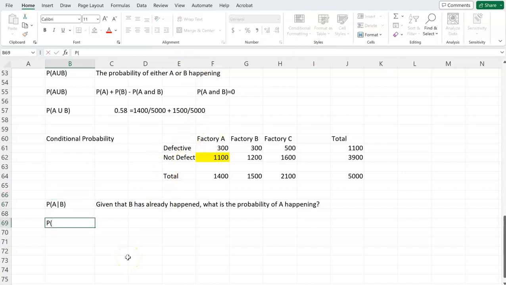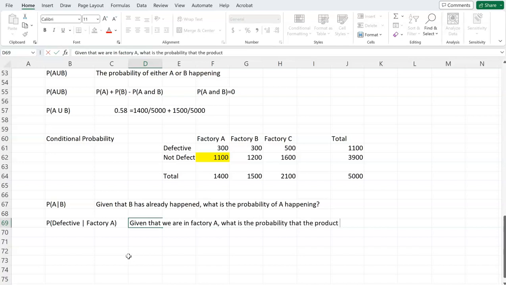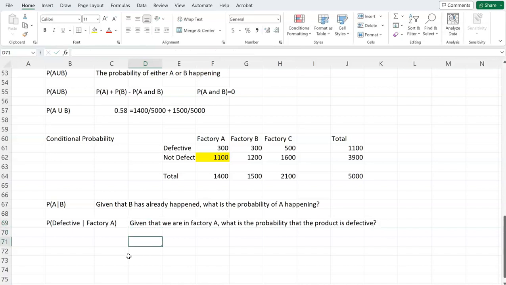So in our case, we can look at the probability of, let's say, defective given factory A, which tells me that given that we are in factory A, what is the probability that the product is defective? We are saying that given that we are already in factory A, we're just dealing with factory A. So we are just going to look at these numbers. We are not going to consider the total anymore.